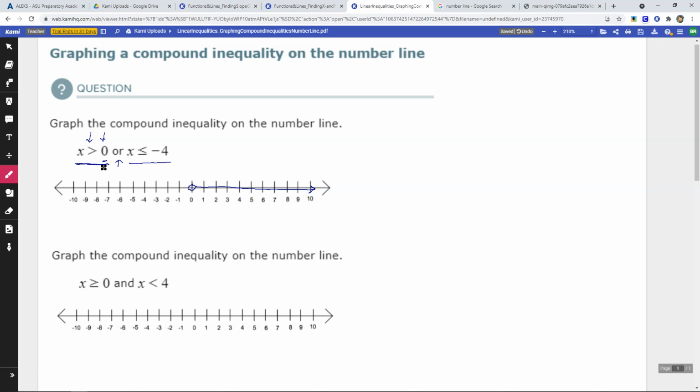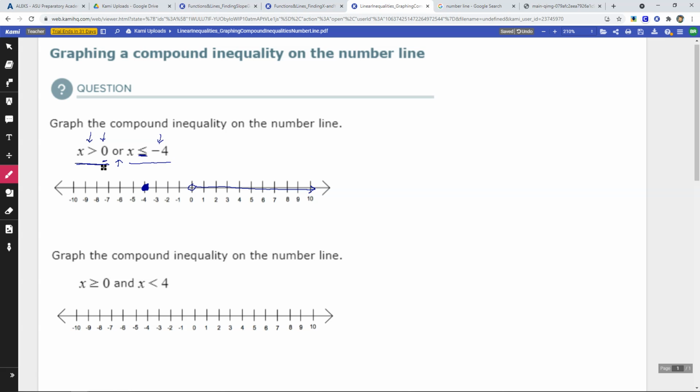Now we have x is less than or equal to -4. So we're going to take a look at -4. -4 on the number line is right over here. We're going to use a closed circle or a filled in circle at -4. The fact that it is filled in indicates that there is the or equal to. Okay, so it's anything less than or equal to -4.